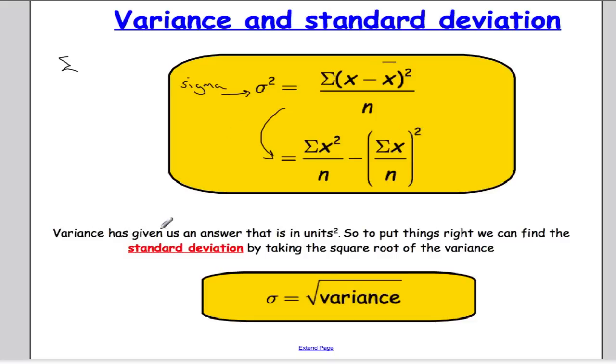Now the variance gives us an answer that's in units squared. So if I worked out calculations dealing with centimeters, and then I worked out the variance for that, my answer would be in centimeters squared, which is not particularly useful. So we tend to put things right by using what's called a standard deviation, and that's very simply done by taking the square root of the variance. So if I take the square root of the variance, that gives me the standard deviation.